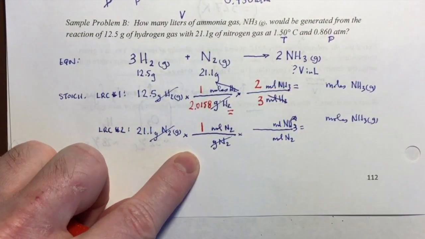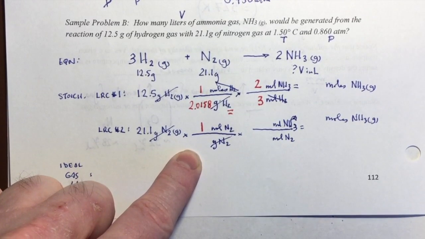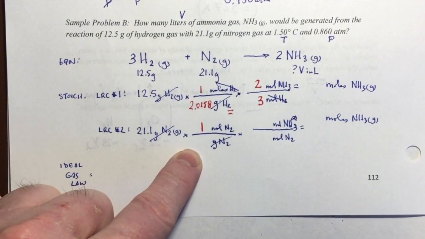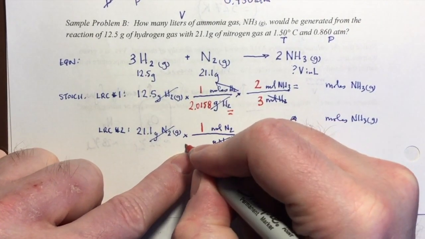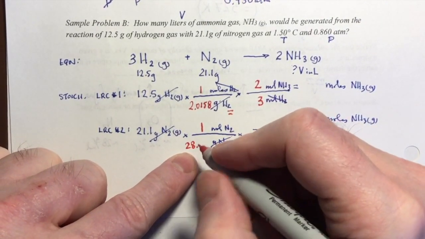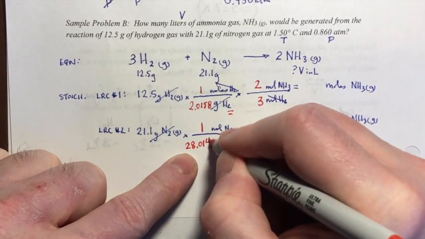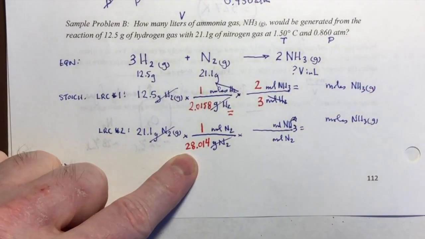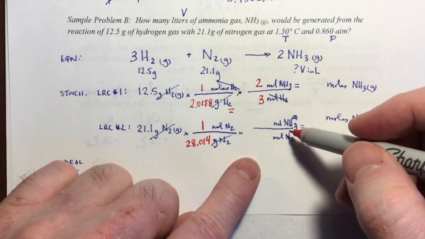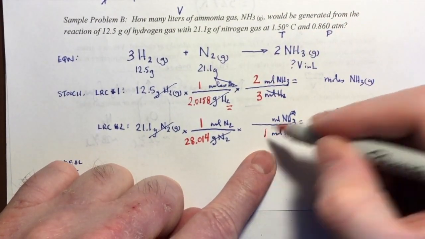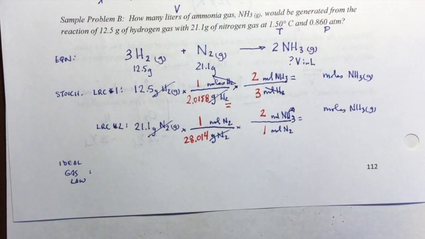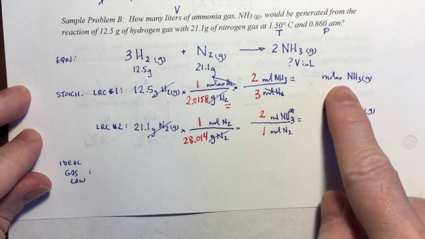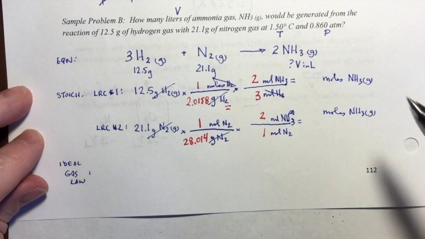1 mole of N2 is 2 times the atomic mass of nitrogen, which is 14.007, and that's 28.014 grams per 1 mole of N2. And the molar ratios, 1 mole of N2 to 2 moles of NH3. So now I have my 2 limiting reactant calculations set up. They're each going to give me some number of moles of ammonia.